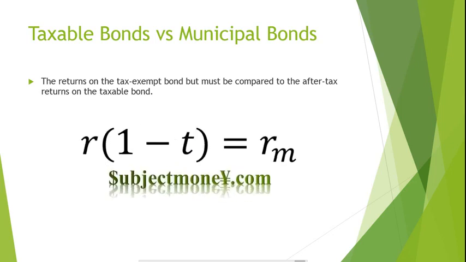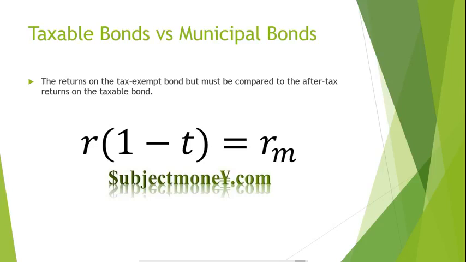We use R to represent the before-tax rate of return on the taxable bond, and let T represent the combined tax rate for both federal and local taxes. To compute the after-tax return on a taxable security or bond, we use the formula R times (1 minus T). We then compare the after-tax return to the tax-exempt security. The investor will be better off holding whichever security provides the higher return.